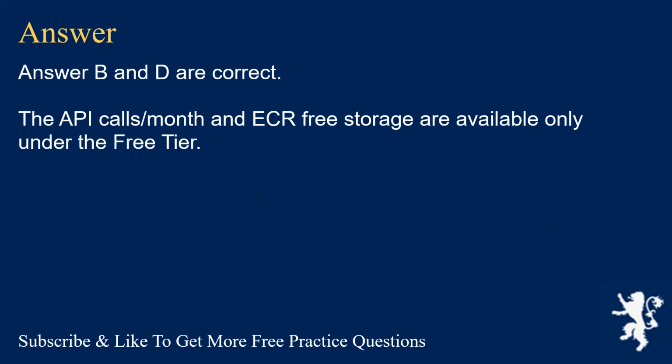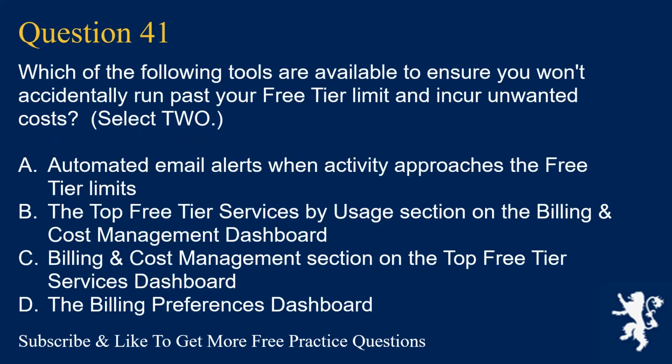Answer B and D are correct. The API calls per month and ECR free storage are available only under the free tier. Question 41. Which of the following tools are available to ensure you won't accidentally run past your free tier limit and incur unwanted costs? Select 2.